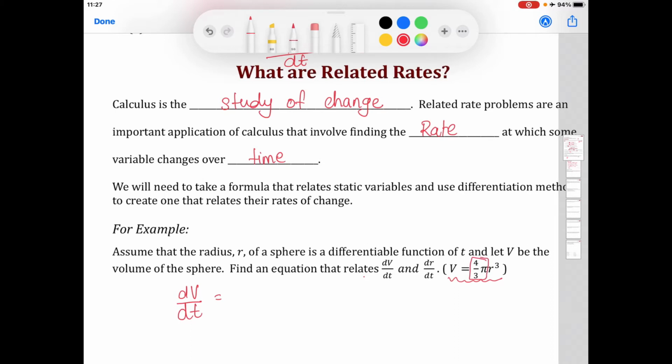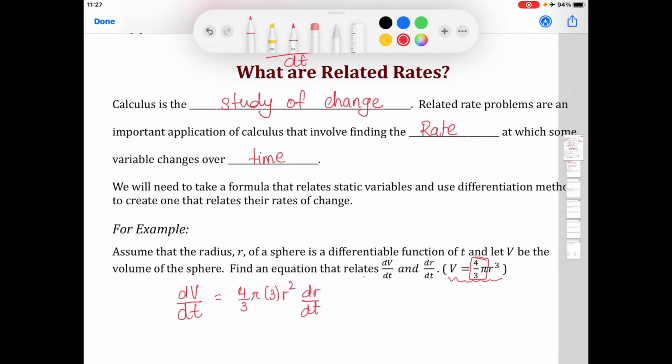So remember, 4 over 3 pi is just a number. So we're going to use the power rule. Oops, actually, I'm going to show you the whole thing. It's going to be 4 over 3 pi times 3. The 3s cancel out, but I'm just going to write it as 3r squared. And then dr dt. Don't forget your dr dt.